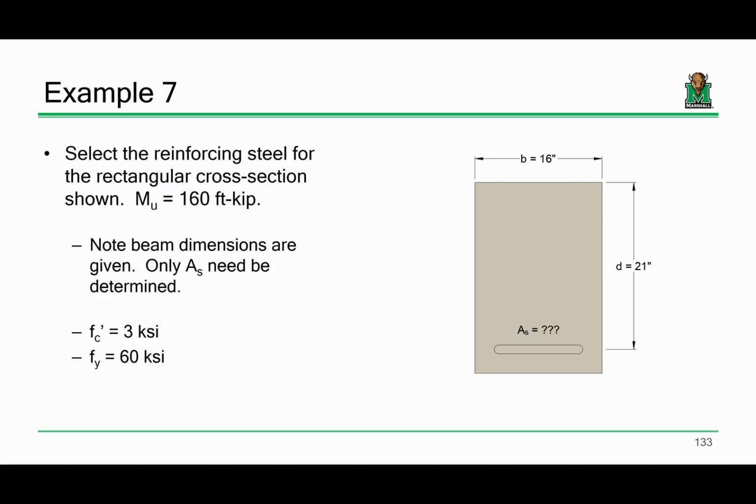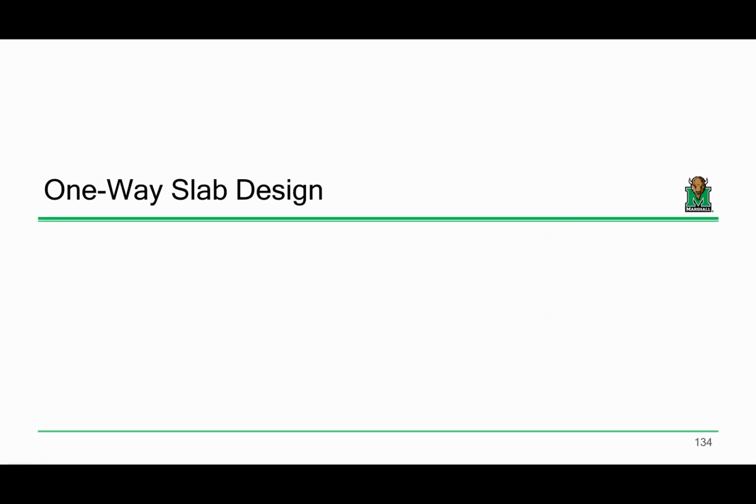So next time we're just going to say, here's my Mu value. So step 1 is going to be write down Mu and move on. What's the area of steel required? And so it's going to be a really short example. So we'll start that next time, and then we'll get into slab design.